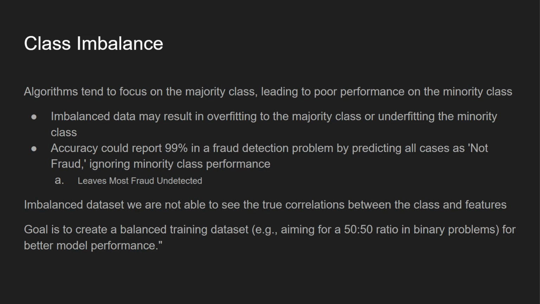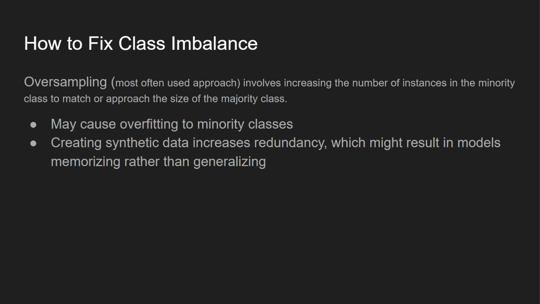Hopefully that makes sense. But regardless, with an imbalanced data set, we're not able to see the true correlations between the class and the features. And the goal is to create a balanced training data set. Usually you want to have a 50-50 ratio in binary problems for better model performance. So there's a few different ways that we can fix class imbalance. The first method is going to be called oversampling. And this is the most often used approach.